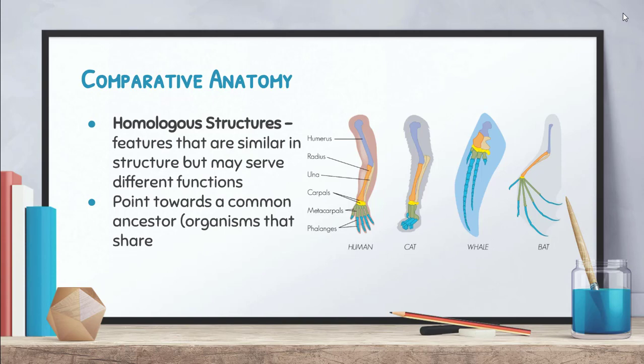Each of them uses that appendage for a different purpose. Obviously, the human hand is used for grabbing. The cat's paw is used for walking. Whales' flippers or fins are used for swimming, and the bat's wing is used to fly.